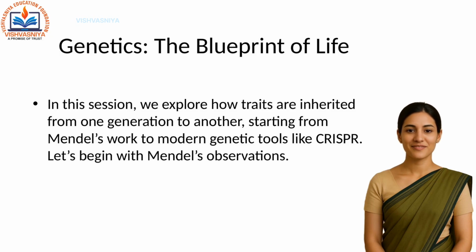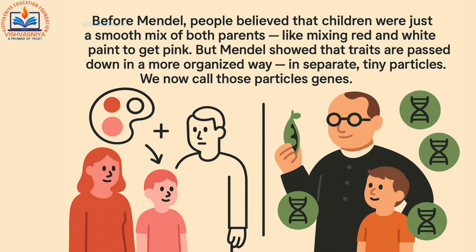Let's begin from the very foundation, the experiments of a monk named Gregor Mendel. Before Mendel, people believed that children were just a smooth mix of both parents, like mixing red and white paint to get pink. But Mendel showed that traits are passed down in a more organized way, in separate, tiny particles. We now call those particles genes.